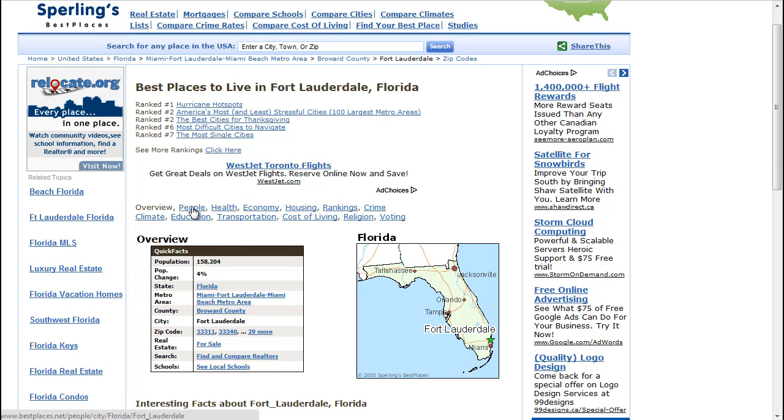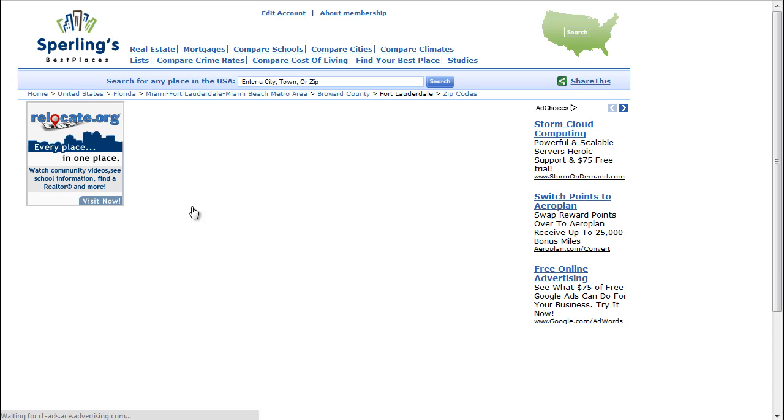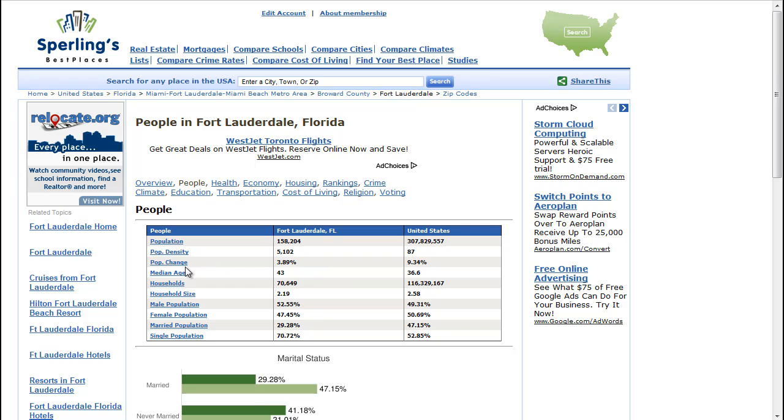Now what we can also do, if we want to get a little bit more information, is click on people, and we will see right here that the population change is exactly 3.89% compared to the US average, which is 9.34%. So right there we can see that the population is going in the right direction. It's not growing as fast as the United States as a whole, but at least it is moving in the right direction.